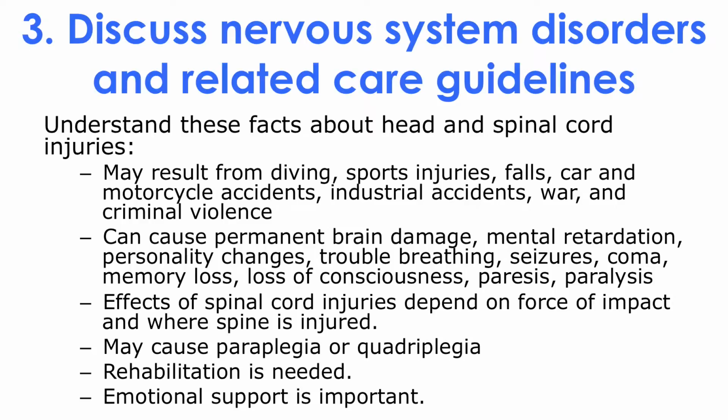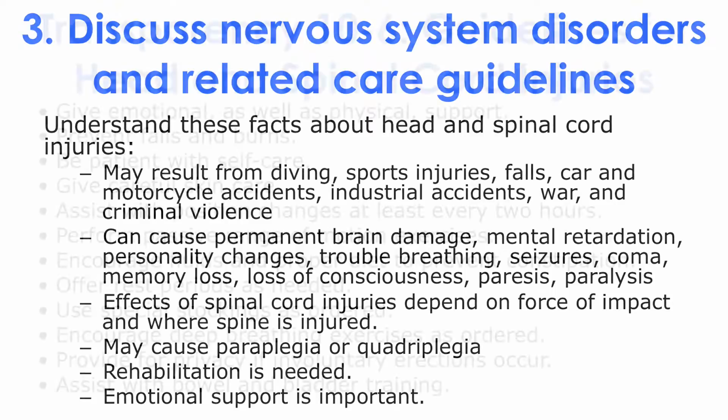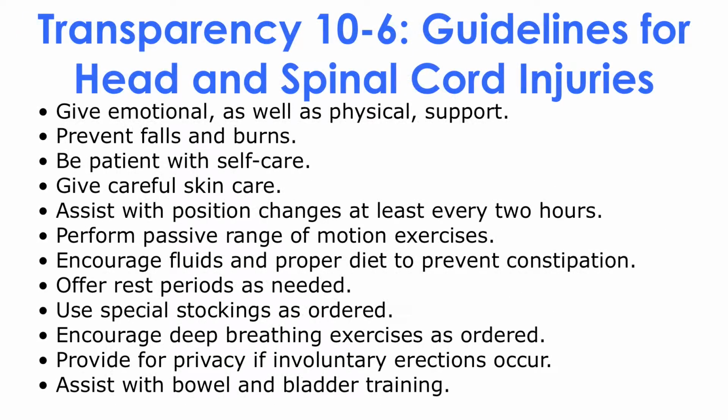The effects of spinal cord injuries depend on the force or the impact where the spine was injured. You may become a paraplegic or a quadriplegic. With any of these, you're going to need rehabilitation. You're going to need emotional support. You're going to need assistance. We need to be patient with them. We need to prevent falls and possible burns.